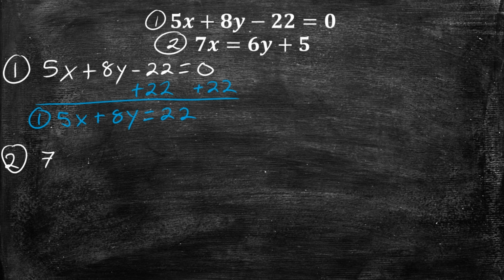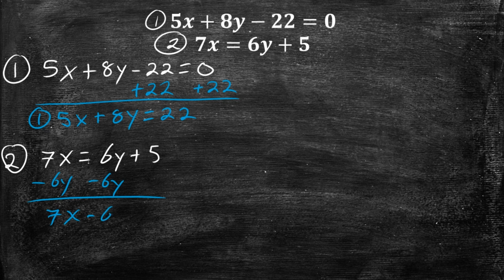And that is 7x is equal to 6y plus 5. And I want to move the 6y over, so I'm going to subtract 6y from both sides. And what we get is 7x minus 6y is equal to 5. And that's our new equation number 2. So I'm going to take those and write them again over here on the right.